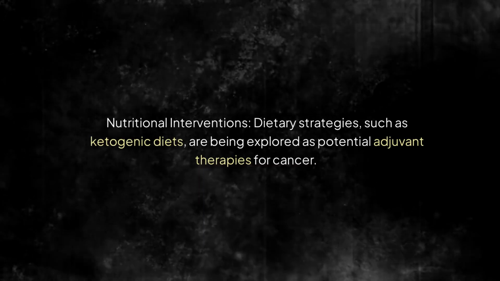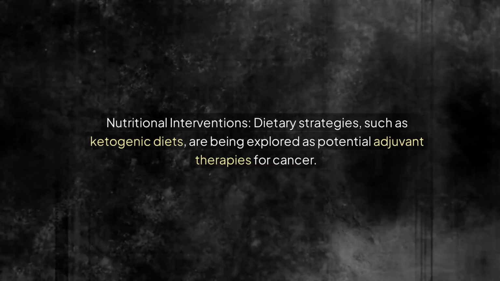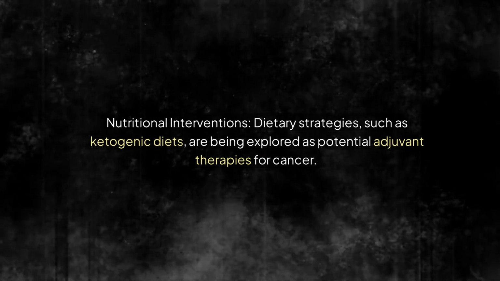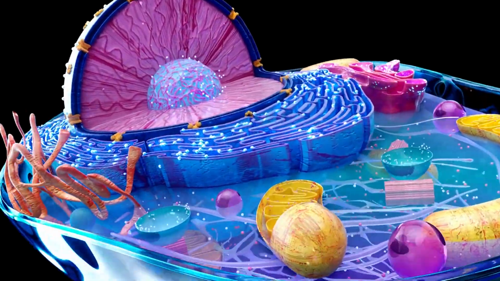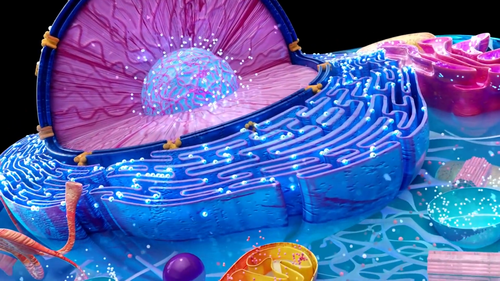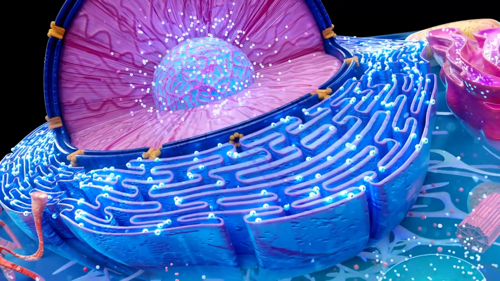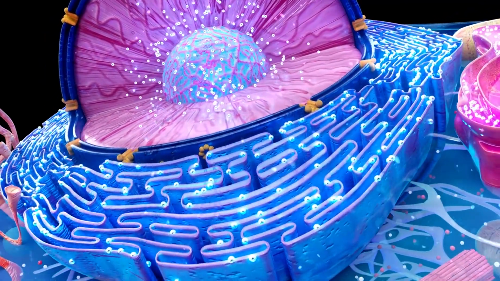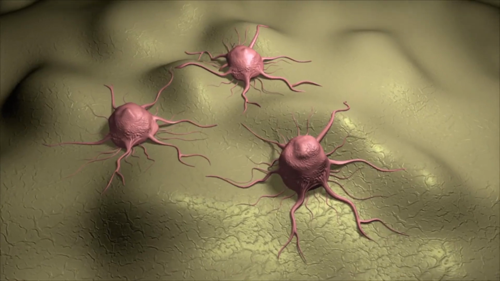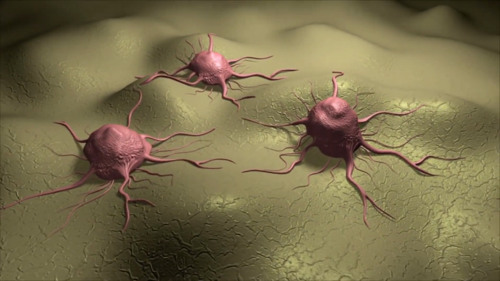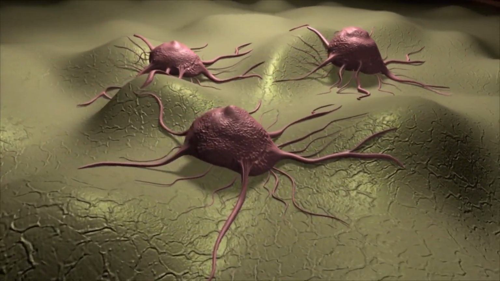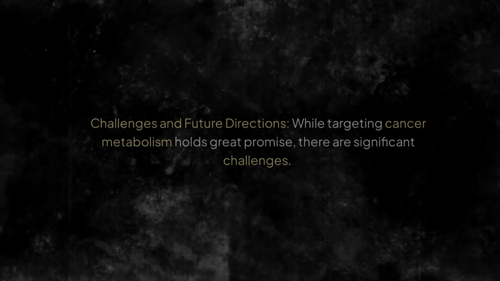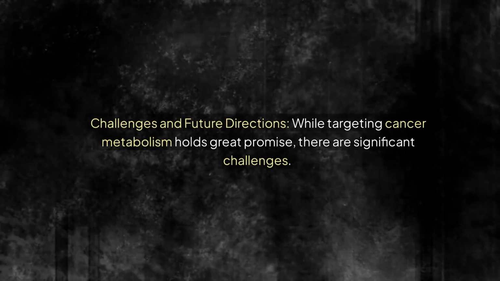4. Nutritional interventions. Dietary strategies such as ketogenic diets are being explored as potential adjuvant therapies for cancer. These diets drastically reduce carbohydrate intake, limiting glucose availability and forcing the body to rely on ketones for energy. Since cancer cells struggle to utilize ketones efficiently, this metabolic shift can help starve cancer cells while providing energy to healthy cells.